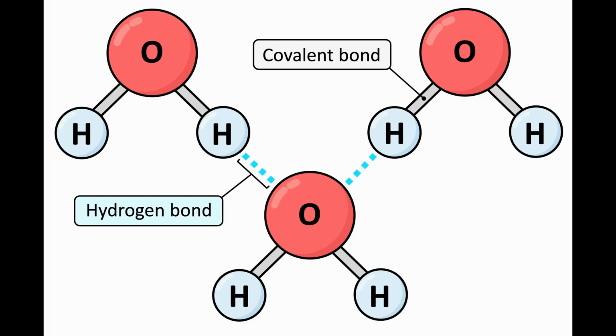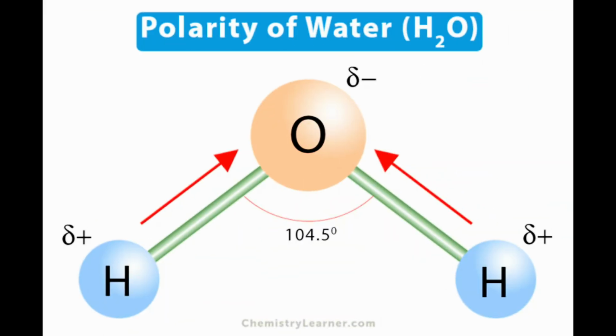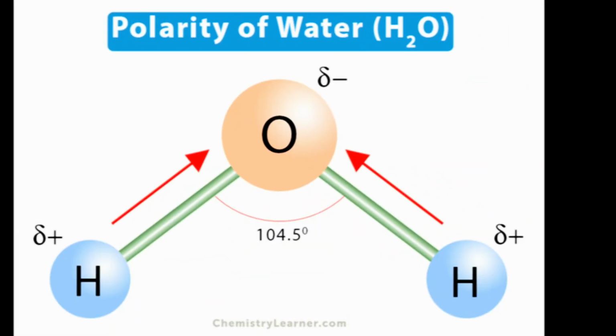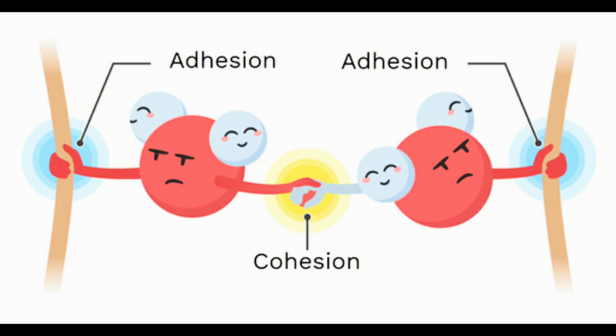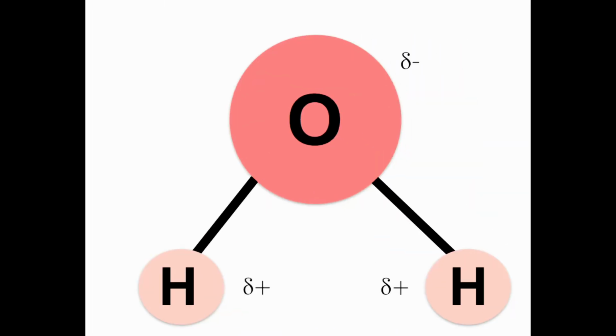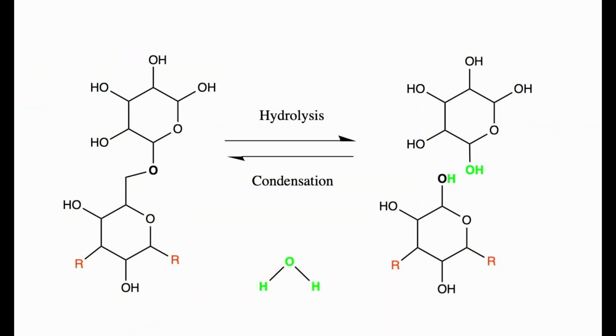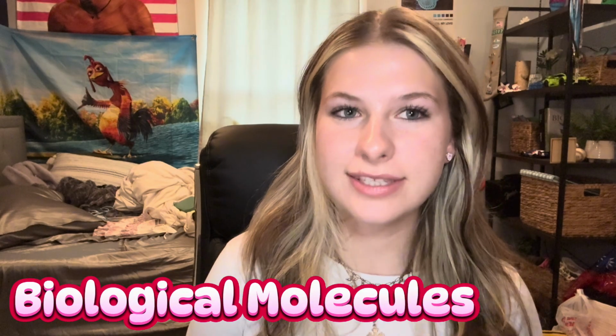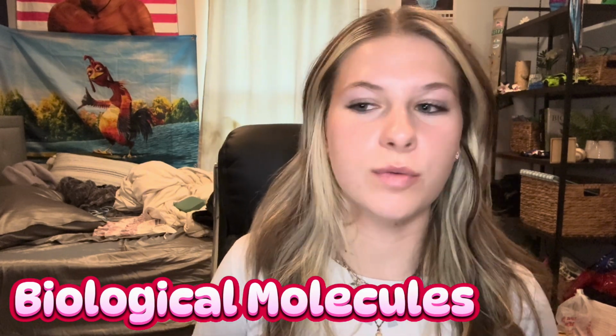Speaking of water, it's the life MVP. Thanks to its polar nature, it sticks to itself, called cohesion, climbs up plant stems, adhesion, keeps temperature stable, and makes an excellent solvent. Water even helps build and break molecules. Condensation reactions join monomers by removing water, while hydrolysis splits them by adding it. This then leads us to our 4 big biological molecules.